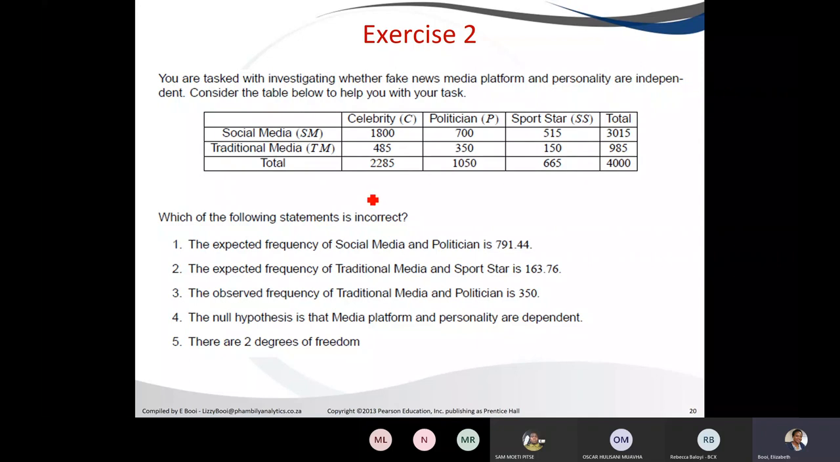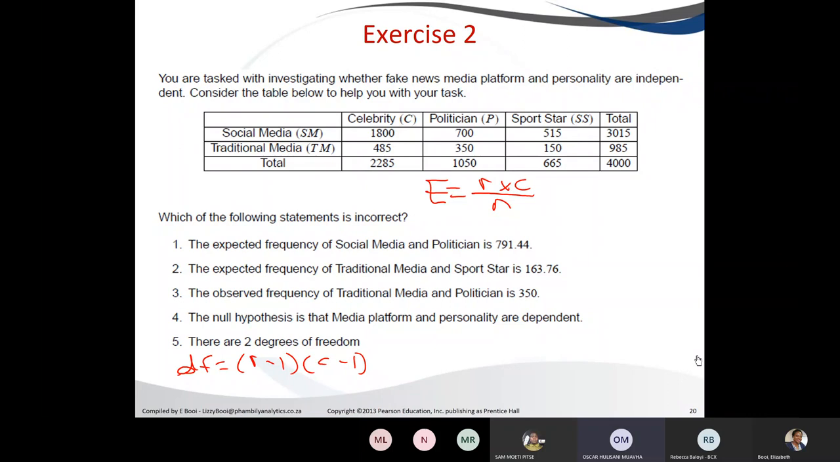So remember how to calculate the expected value: the row total times column total divided by n. Your degrees of freedom is given by number of rows minus one and number of columns minus one. I'm going to give you 5 minutes to answer that question. But if you are done, please don't wait long. Just tell me done, so that I can have an idea of how many people are done, so we can move on. There are more questions as well.